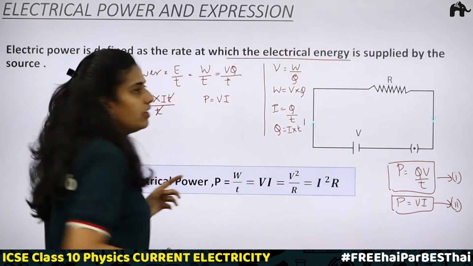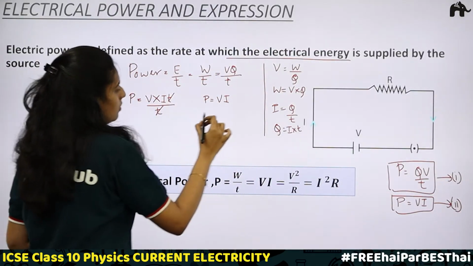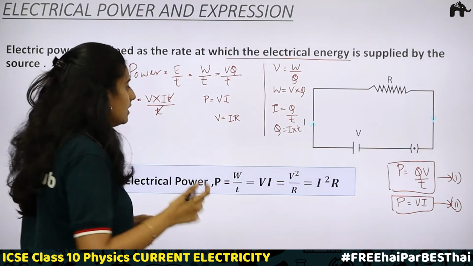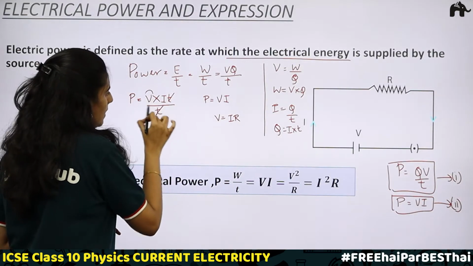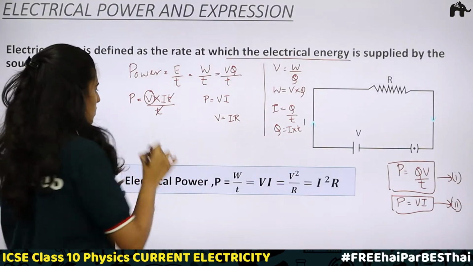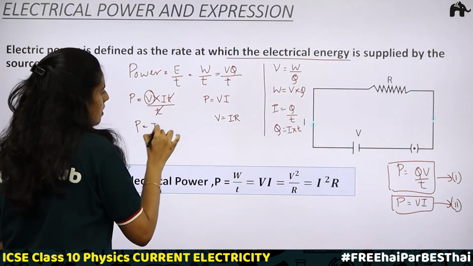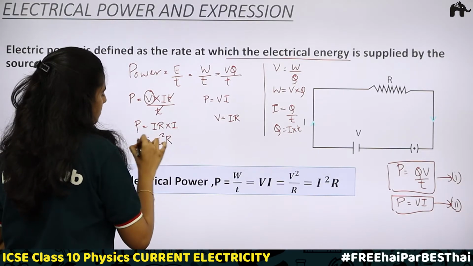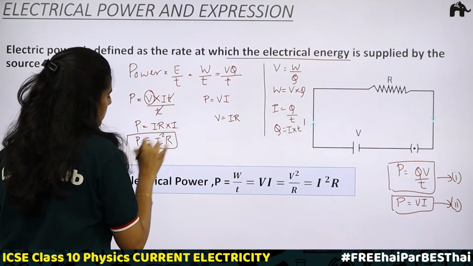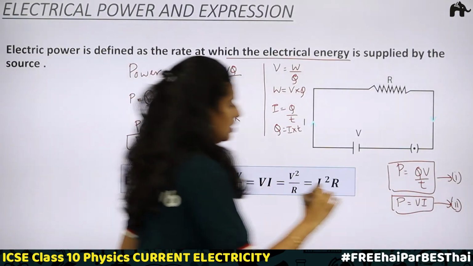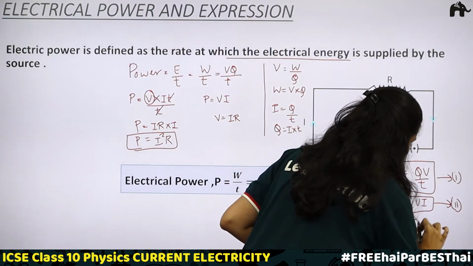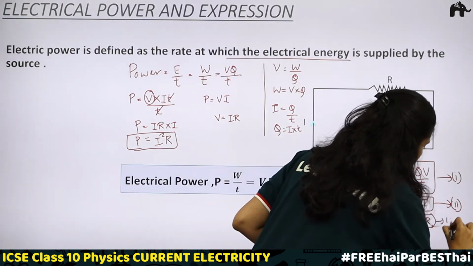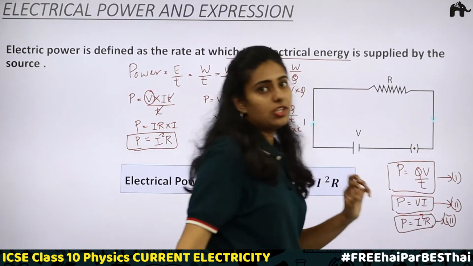Next, the same thing, we are going to apply Ohm's law. According to Ohm's law, V is equal to IR. So in order to get the third equation, we are going to substitute IR in place of V. Okay, power P is equal to IR into I, which is equal to I square R. Power is I square R. Okay. This is your third equation. Power P is equal to I square R. Equation 3.